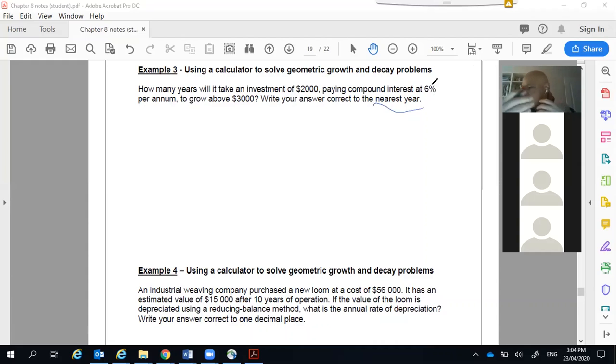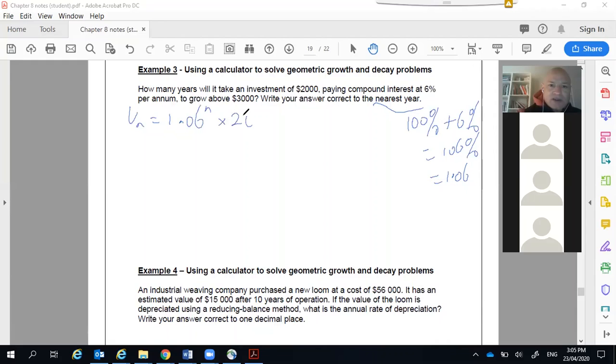Okay, so let's think about what's happening here. We put $2,000 in and we're getting interest, 6% per annum. Okay, so let's work out our decimal. So we've got 100% that we've put in, which is the $2,000. We're going to get 6%. So we're looking at 106%. So our decimal is 1.06 when we divide 106 by 100. Okay, beautiful. So let's write down our rule. V of n equals 1.06 to the power of n times $2,000. There we go. That's what we've just been doing.